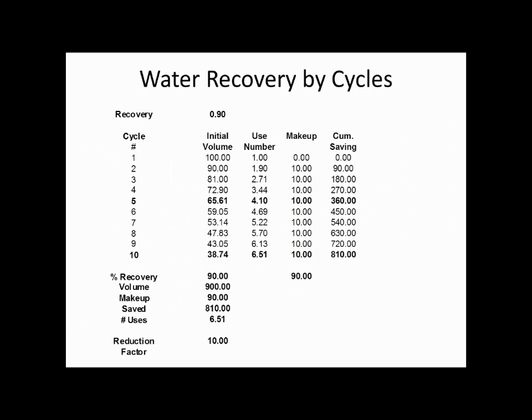Just want to leave you with this metric or graph here. It's showing what happens if you can recover 90% of the water each cycle. So say we had a cleaning regimen and we had a CIP system and we used 100 liters or whatever to clean a tank.